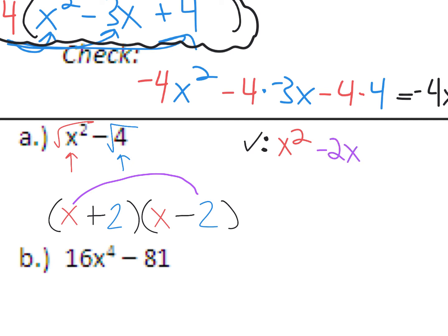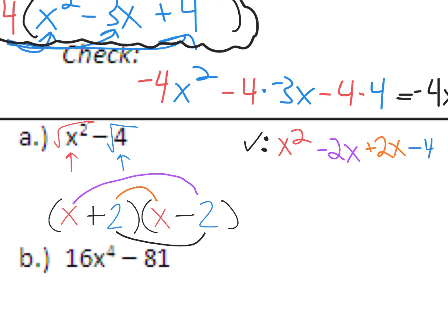My inners, trying to go with some Halloween colors here. My outers is negative 2x. My inners is positive 2x. And my lasts, negative 2 times positive 2. That's going to give us that negative 4.